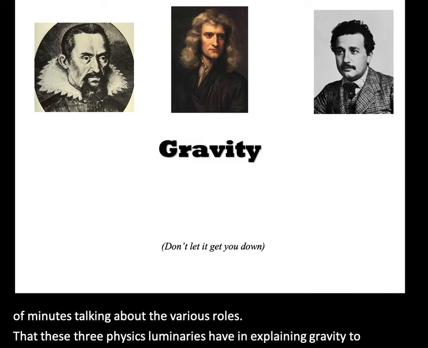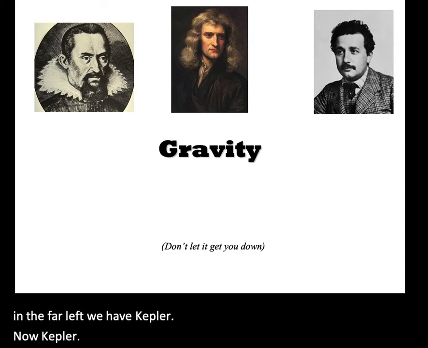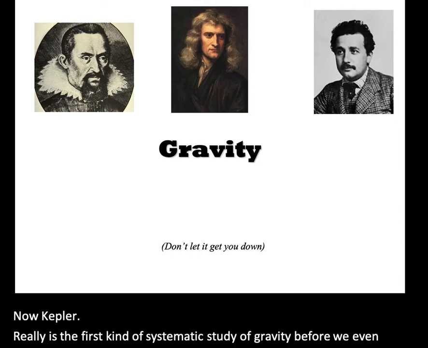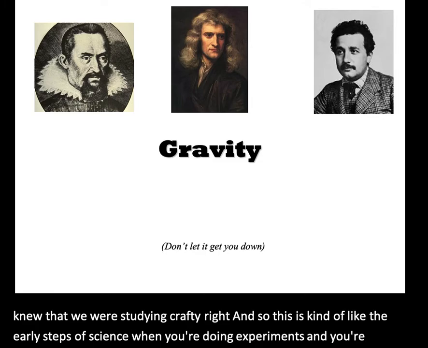So on the far left, we have Kepler. Now, Kepler really is the first kind of systematic study of gravity before we even knew that we were studying gravity, right? And so this is kind of like the early steps of science when you're doing experiments and you're just gathering data and you're looking for trends in data, right?